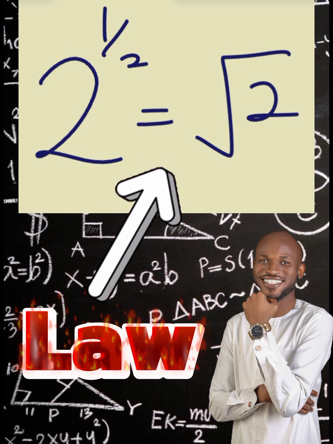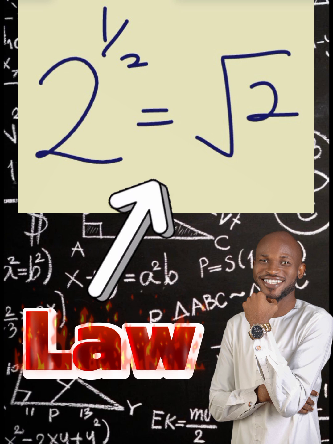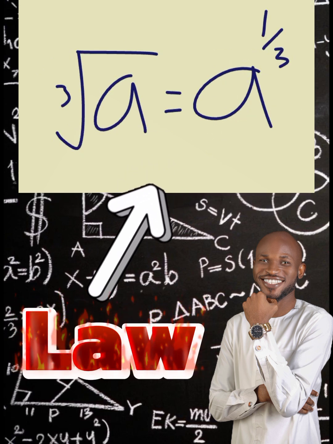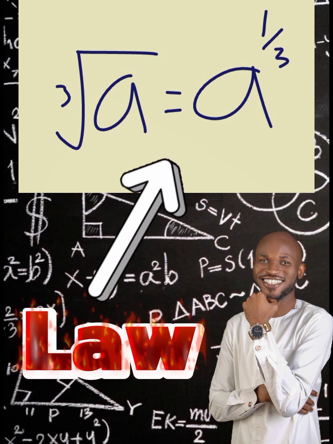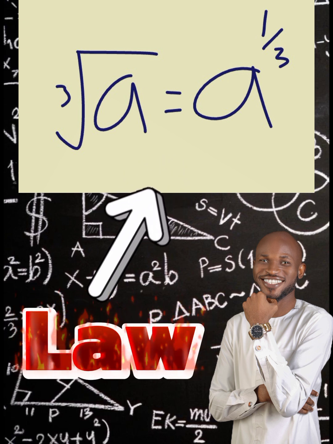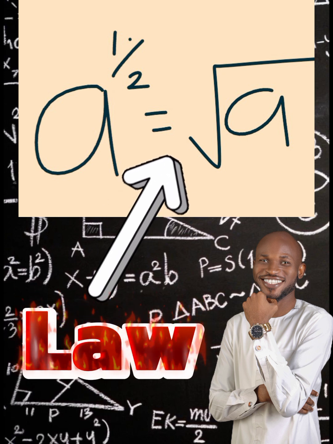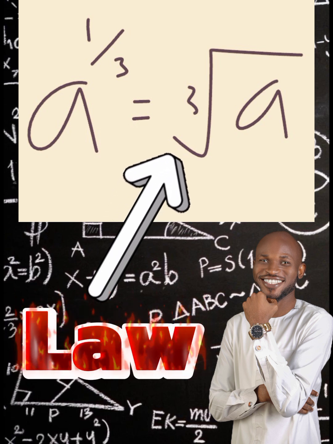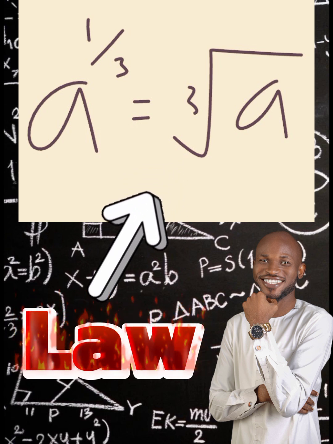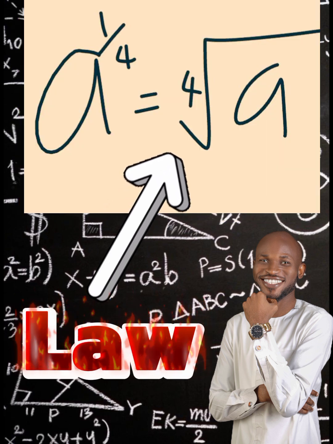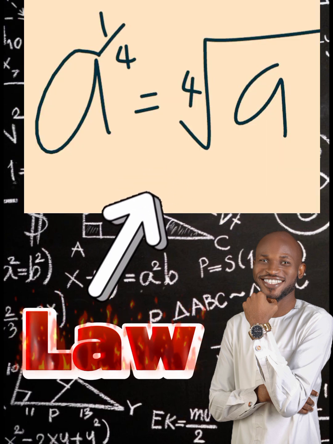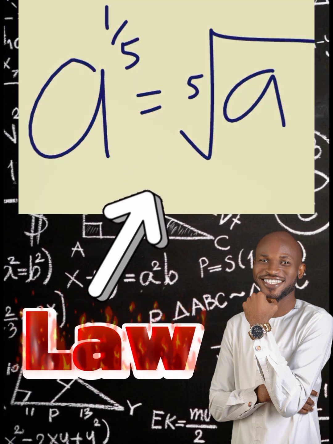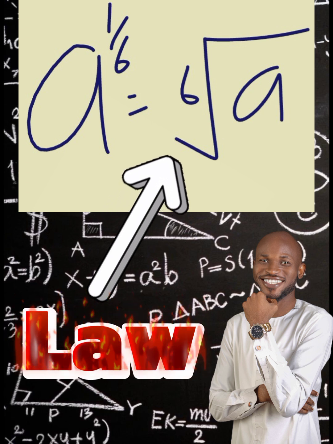So, with that knowledge, you can now say the cube root of A is equivalent to A raised to the power of 1 over 3. A raised to the power of 1 over 2 is the same as the root of A. A raised to the power of 1 over 3 is the same thing as the third root of, that's the cube root of what? Of A. A raised to the power of 1 over 4 is the same as the fourth root of A. A raised to the power of 1 over 5 is the same thing as the fifth root of A. A raised to the power of 1 over 6 is the same thing as the sixth root of A.